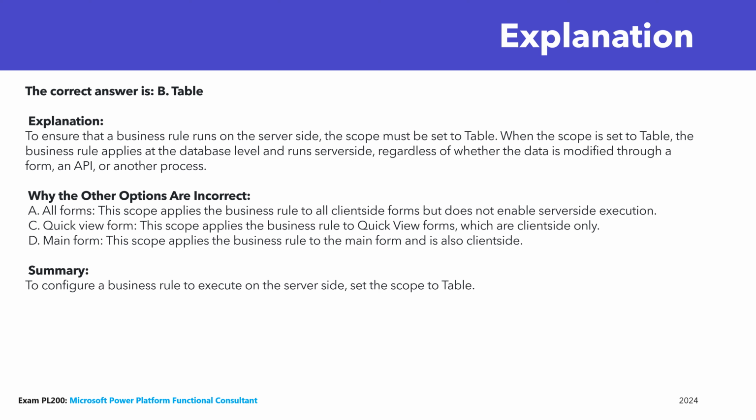Why the other options are incorrect? A. All forms. This scope applies the business rule to all client-side forms, but does not enable server-side execution. C. Quick view form. This scope applies the business rule to quick view forms, which are client-side only. D. Main form. This scope applies the business rule to the main form and is also client-side. Summary. To configure a business rule to execute on the server side, set the scope to table.